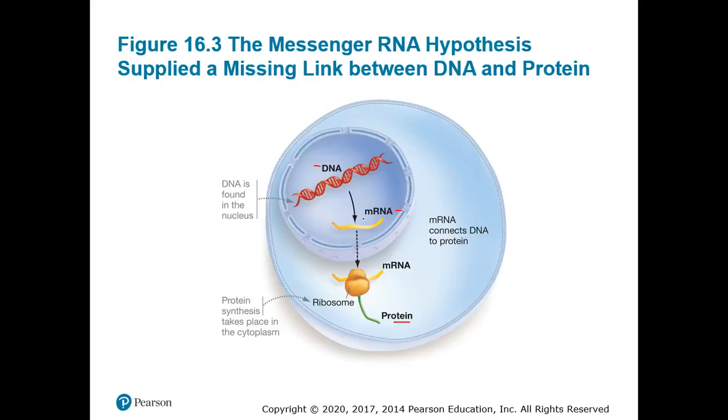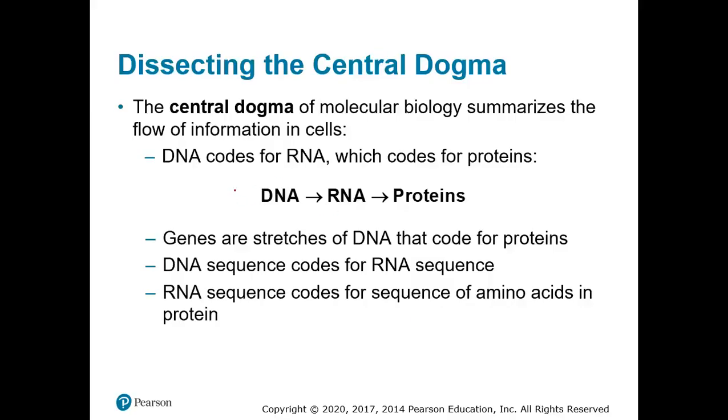And mRNA was that connector. It was the missing link between DNA and protein. So that's our central dogma, our unifying theory of molecular biology. DNA to RNA to protein. Right here. This is our central dogma. Now we're going to add some things to this central dogma. So this isn't our finished central dogma, but this is the most simple version, DNA to RNA to protein.